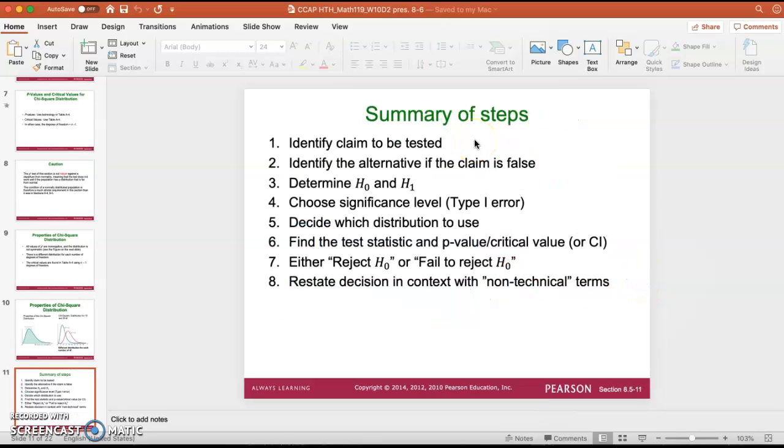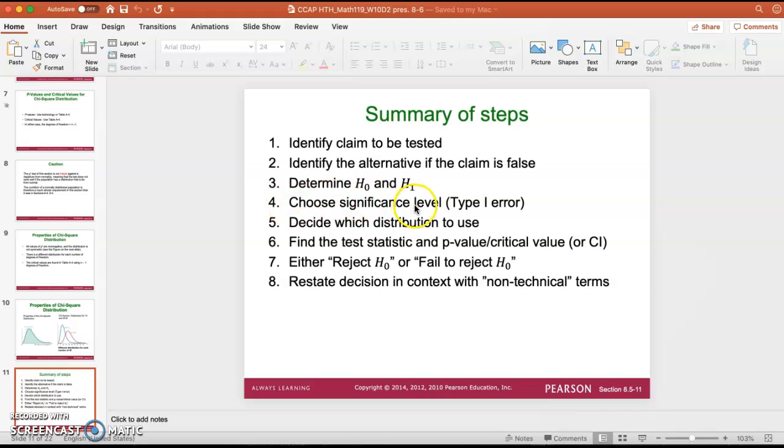Before we do an example, a quick summary of the hypothesis test steps. First, we want to identify our claim to be tested. Next, we'll identify the alternative if that claim is false. Then step 3, between those two claims, determine which one will be our null hypothesis and which one will be our alternative hypothesis. We still want to stick with the null hypothesis being the one that involves some sort of equality, and the alternative hypothesis involving some form of non-equality.